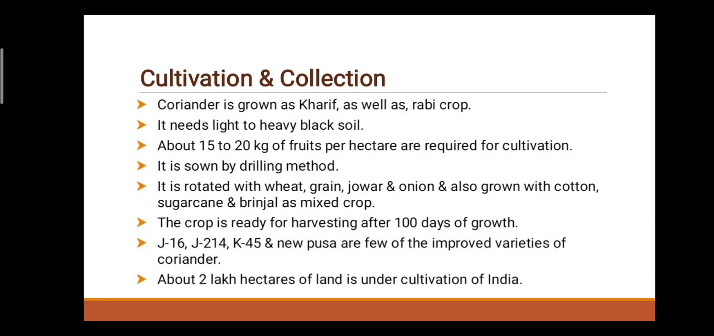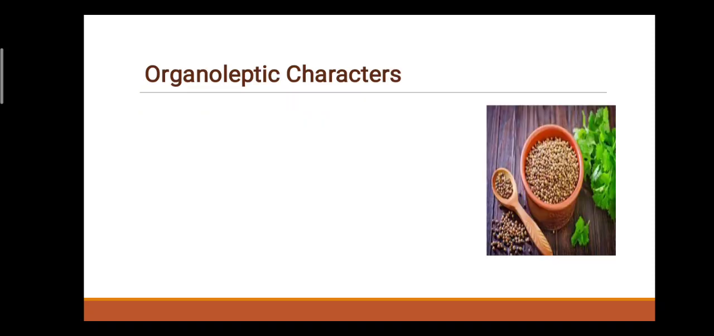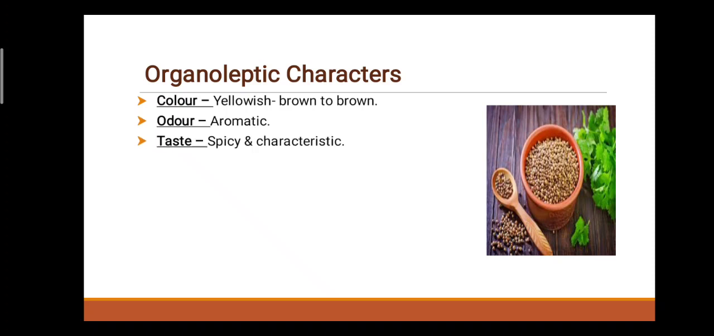About 2 lakh hectares of land is under cultivation in India. Next point, organoleptic characters. Color: yellowish brown to brown. Odor: aromatic. Taste: spicy and characteristic. Size: fruits are 2 to 4 mm in diameter and 4 to 8 mm in length.